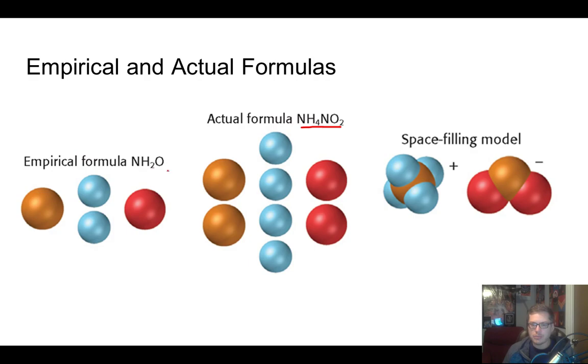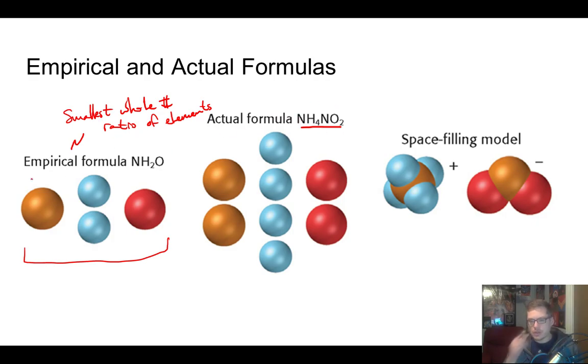But the empirical formula for this is this guy over here. Now notice that it's essentially the same thing, only we've divided all of the elements by 2. The reason we do that is because it's a representation of the smallest whole number ratio of elements. So the empirical formula is the smallest whole number ratio of elements that are in your compound. The actual formula is what actually contains, and the empirical formula is the smallest whole number ratio.